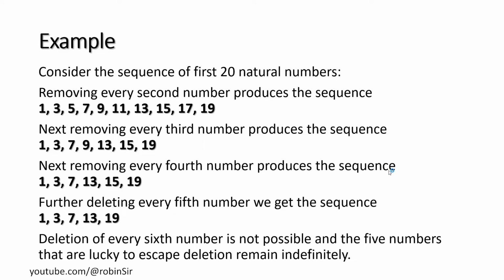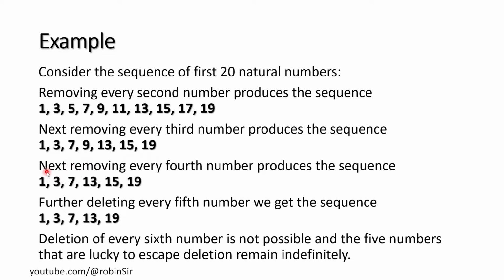Next, with this new sequence, if I now remove every third number, then I get 1, 3, because 5 is the third number. So 5 gets removed. Then 11 is the next third number, so 11 also gets removed, and then 17 is the next third number, so 17 is also removed. And now we are left with only these numbers.